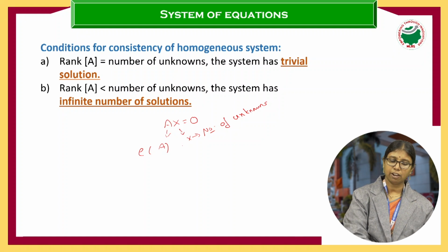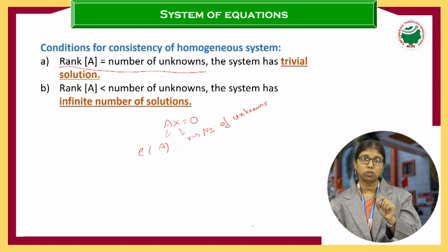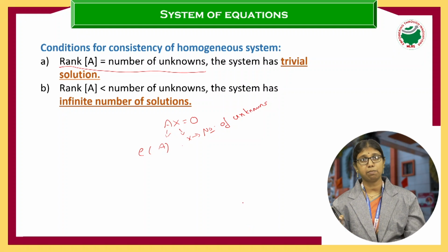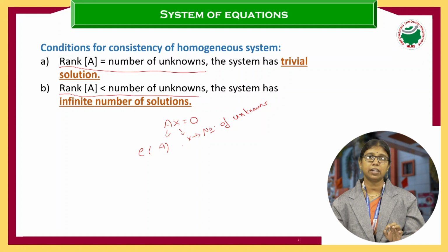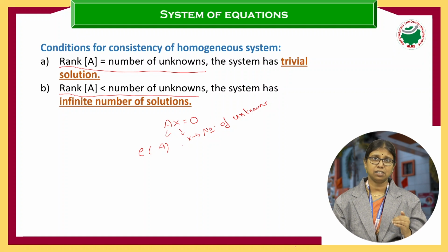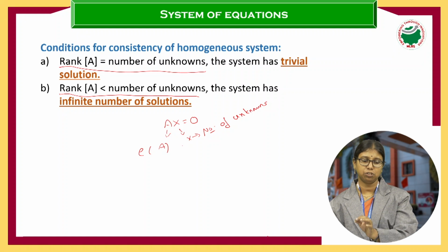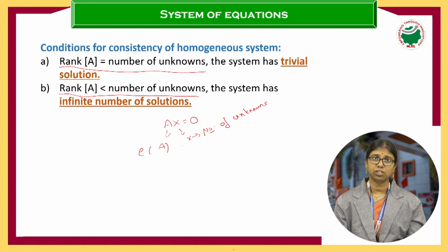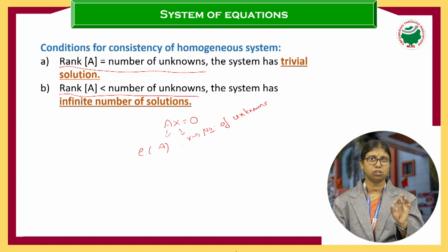If rank of A is equal to the number of unknowns, then we can say the system has a trivial solution, or zero solution, or null solution. If the rank value is less than the number of unknowns, then the system has an infinite number of solutions. How we can calculate these solutions, I will explain when we are solving the problems. So, trivial solution means rank of A must be equal to the number of unknowns. Infinite number of solutions means rank of A must be less than the number of unknowns. Just remember these 2 points for finding the solution.